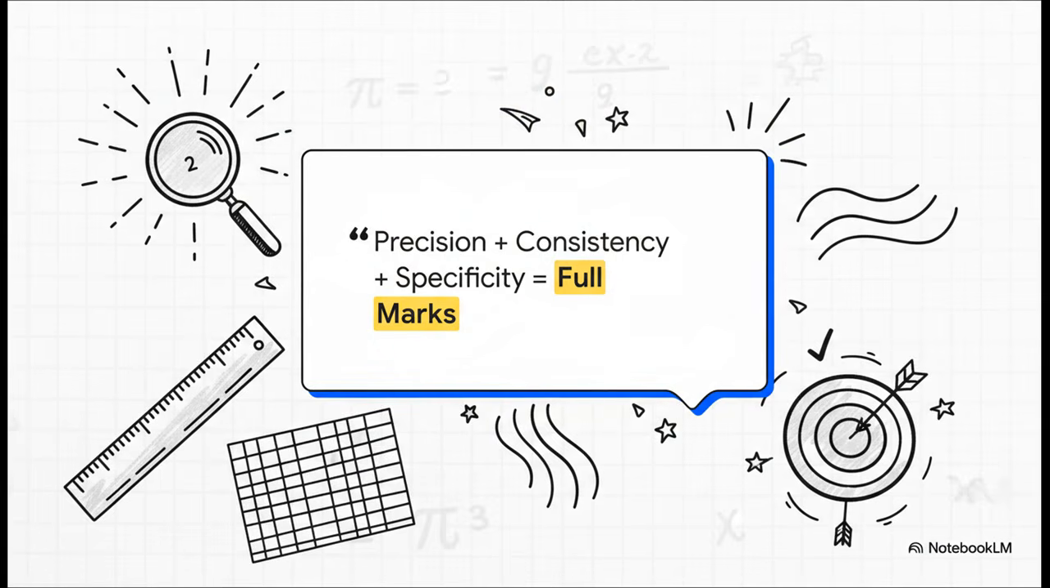So when you boil it all down, everything we've talked about comes back to these 3 words. Precision, right down to the decimal places. Consistency in how you record everything. And specificity, especially when you're talking about errors and how to fix them. If you can nail these 3 things, you are well on your way to getting full marks.